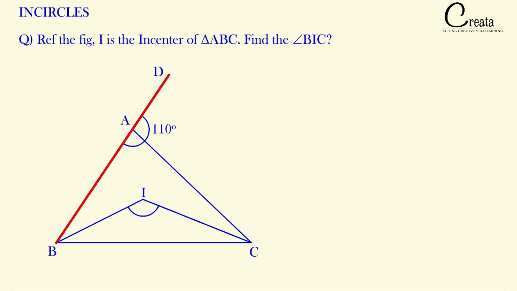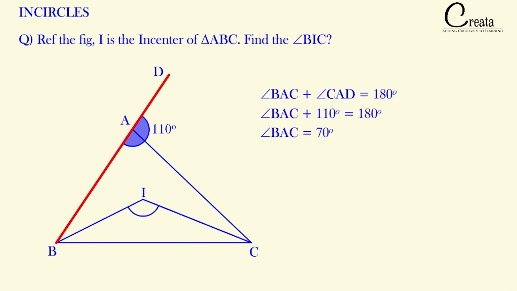If we observe, BD is a straight line, so can we say angle BAC plus angle CAD is equal to 180 degrees? Okay, linear pair axiom. The sum of angles on a straight line is 180 degrees. So on solving, we got angle BAC is equal to 70 degrees.